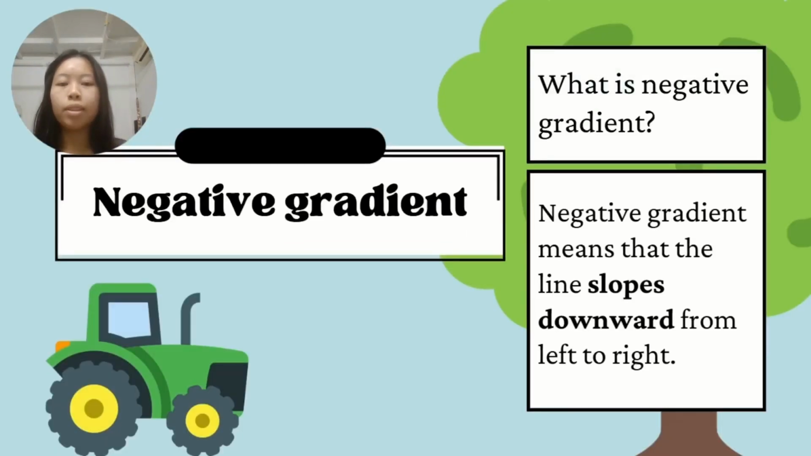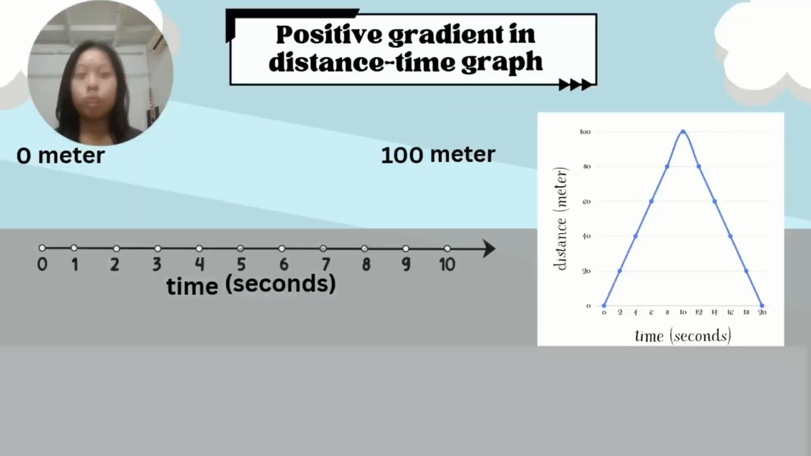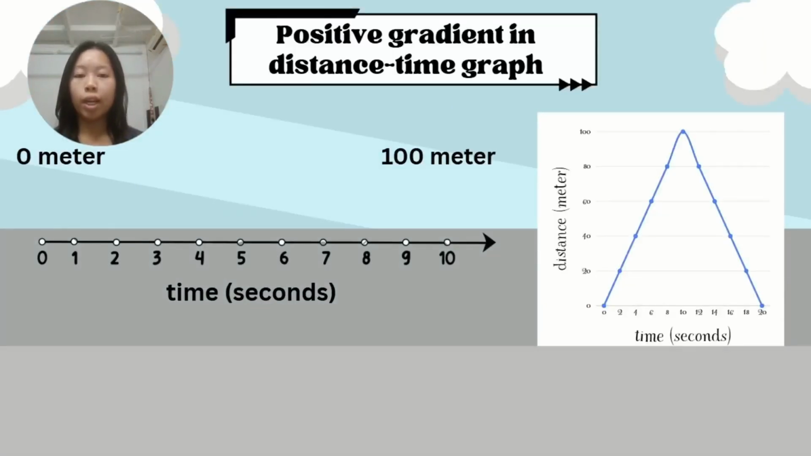Next, I will talk about negative gradient. What is negative gradient? Negative gradient means that the line slopes downward from left to right. So, before we go into negative gradient, we will first look at positive gradient. Look at the police car. When the police car moves from 0 meter to 100 meter, the graph moves upwards from left to right. You can see the ball moves from 0 to 10 seconds and from 0 meter to 100 meter.